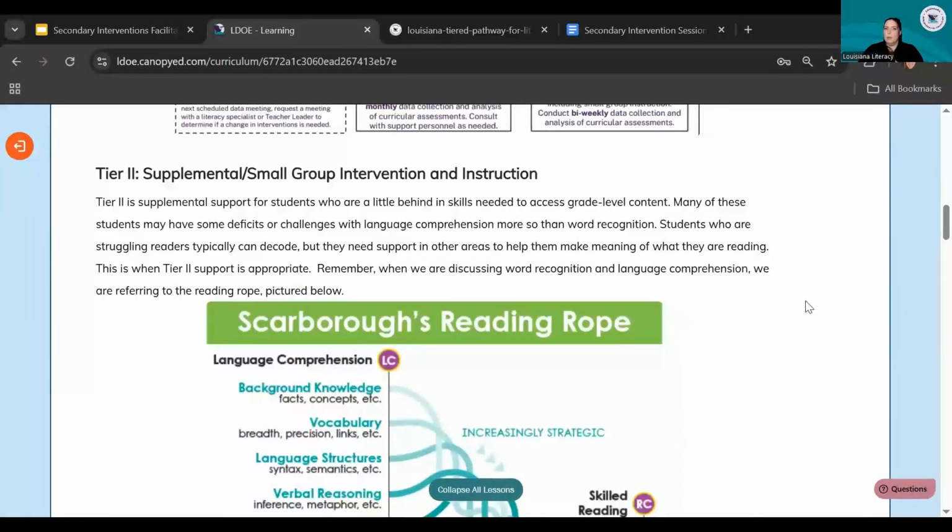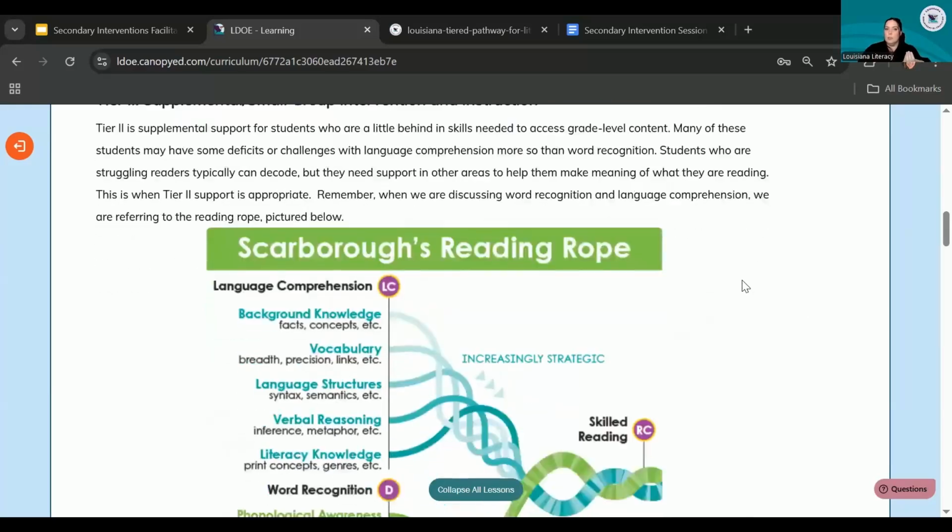Tier 2 is your supplemental small group instruction. This is for your students who we called struggling readers earlier. They might just be a little bit behind. They usually can decode, like they don't usually have any significant deficits in their word recognition skills. So they can read what's on the page, but they might be having some trouble making meaning of what they are reading. So that's the students that will need some tier 2 support.